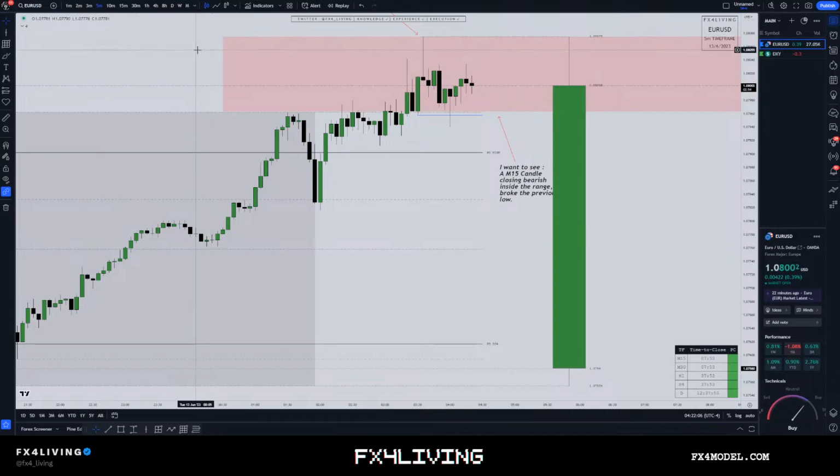So just to give you an example, if previous day high is reached, you want to see this type of reaction, blah blah blah. You want to see this type of candle on the X time frame, you know.